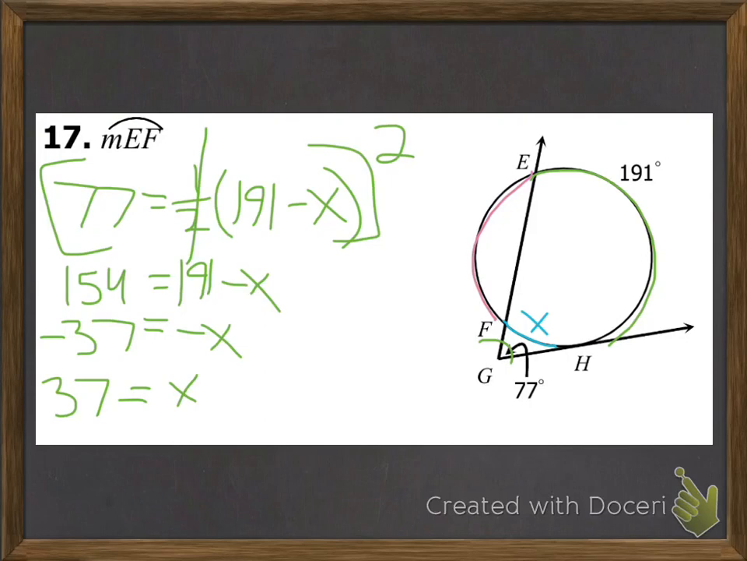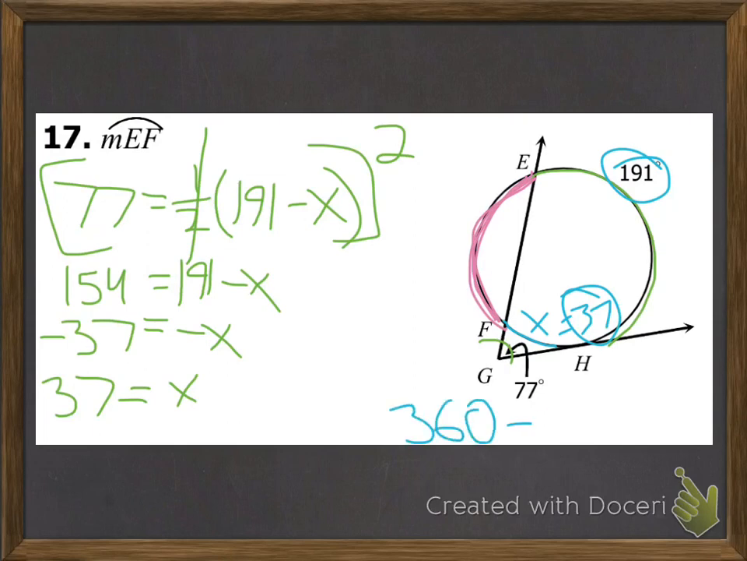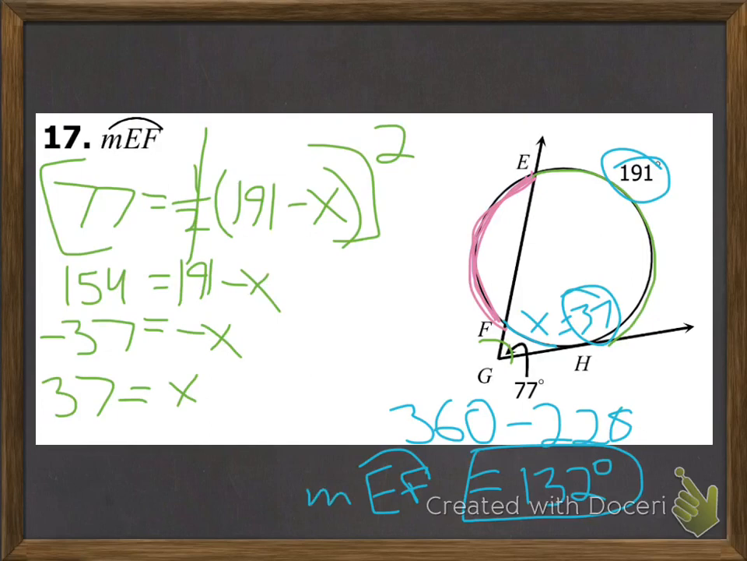But we're not done, because this right here is the measure of this. But I need to find the measure... Oops, let's try again. There we go. I need to find the measure of this pink arc right here. So this is going to be 37. We're just going to do 360 minus 191 and 37. So we're going to have 360 minus 228, since that's 191 and 37 added together. And then when you do the math for that, you're going to get 132 degrees. That is going to be the measure of arc EF. And we're done.